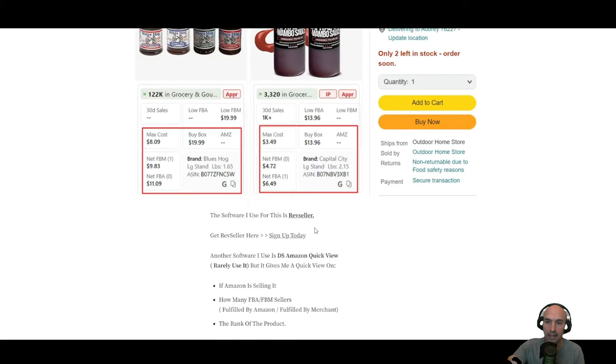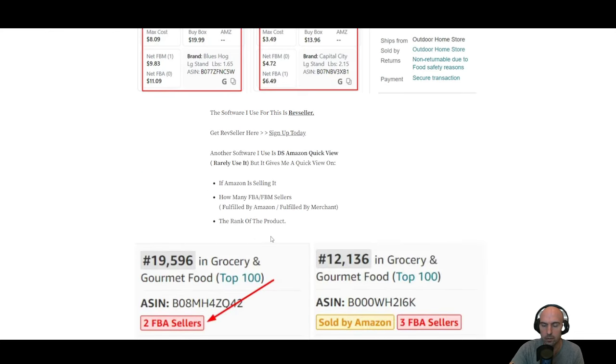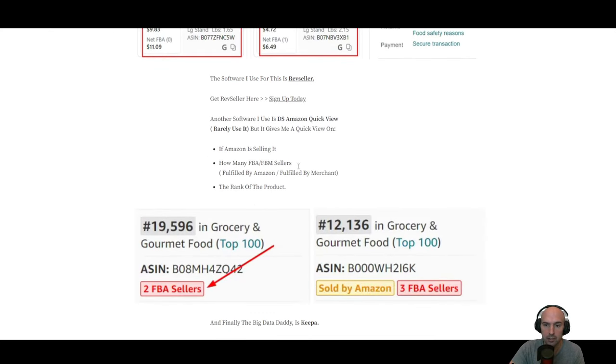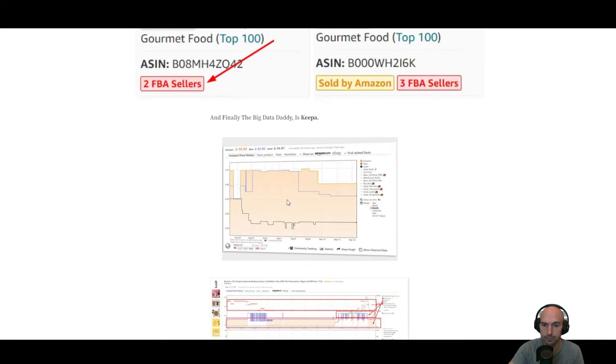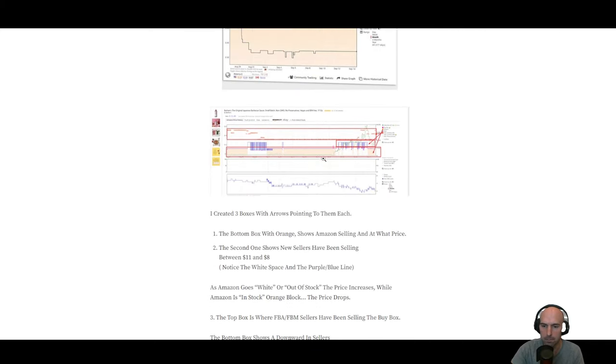If we scroll down a little further, I do have another tool, and this tool is Revseller. I have a link down below so you can get that. It's a very great tool that gives you all of this information. It's very inexpensive. This one's a free tool. It will tell you how many FBA sellers and how many FBM, or fulfilled by merchant, sellers there are, and if it's actually being sold by Amazon. And then the big data daddy would be Keepa, and that gives you the rundown of everything.